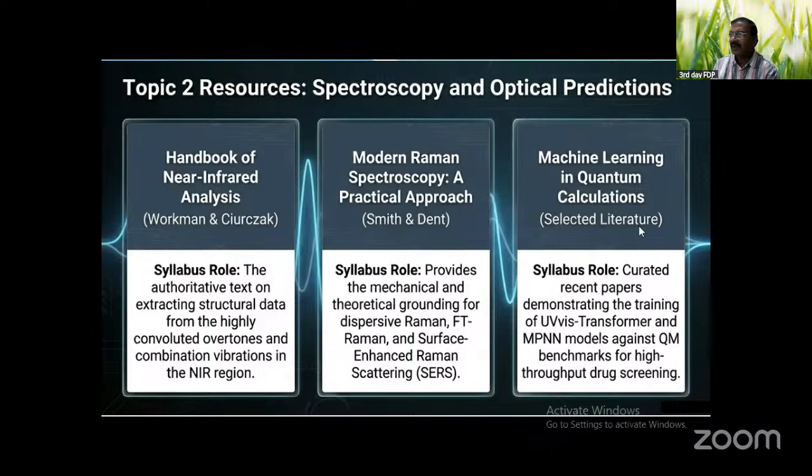Then the third book suggested is Machine Learning in Quantum Calculations. This will be found by a literature survey in Google search or any other website. The role in the syllabus is curated recent papers demonstrating the training of UV visible transformer and MPNN models against the quantum mechanical benchmarks for high throughput drug screening.